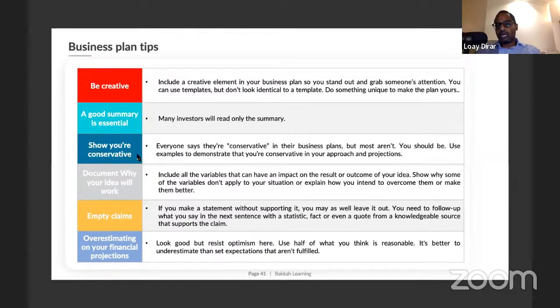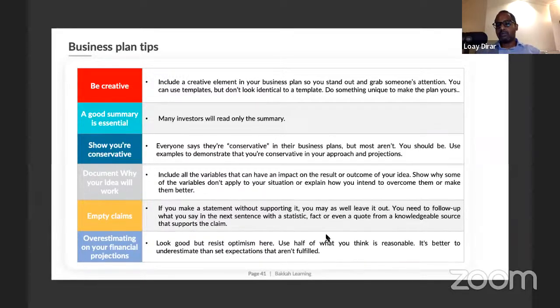Show you are conservative. Conservative means that the money that the investors are going to invest is not going to be wasted. Show them that you do care about their money. You're very conservative about the projection and the approach that you're going to apply. Don't showcase them that you're rebellious, or a rebel in this case.